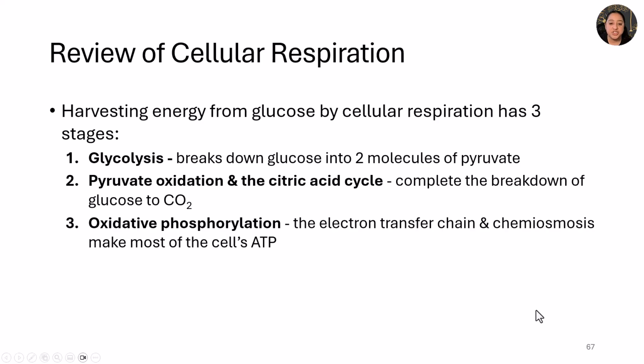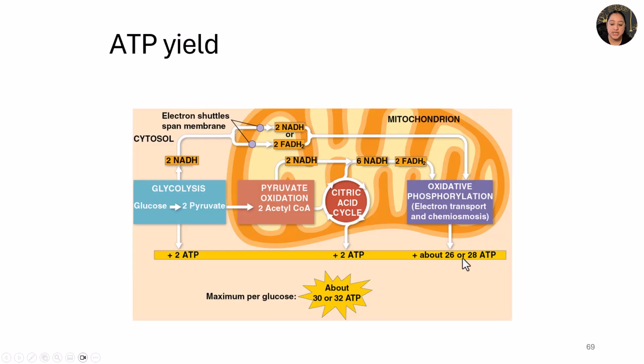So harvesting energy from glucose has those three stages, just to summarize. Glycolysis breaks down glucose into two molecules of pyruvate. Pyruvate oxidation and the citric acid cycle complete the breakdown of glucose, so all those carbons end up leaving as carbon dioxide. But you're taking all the electrons and energy and putting them into oxidative phosphorylation. And then the electron transport chain and chemiosmosis is what makes most of the cell's ATP.